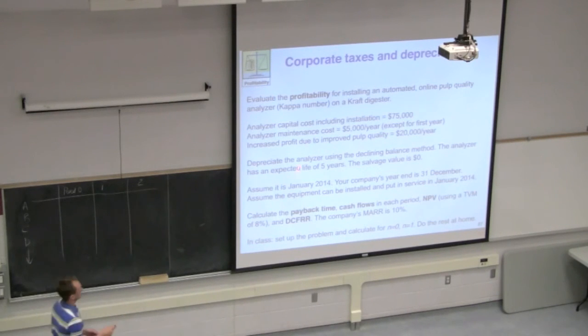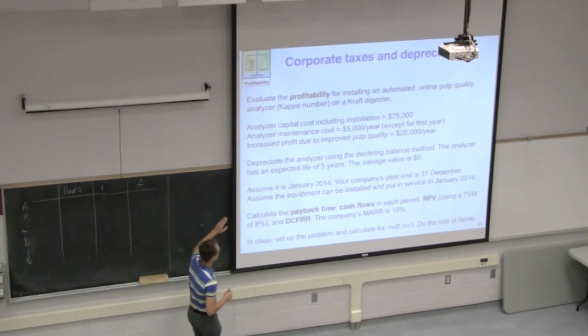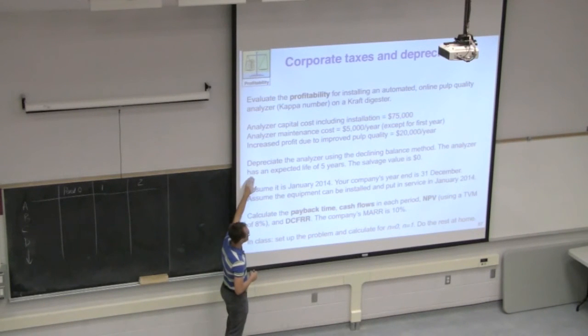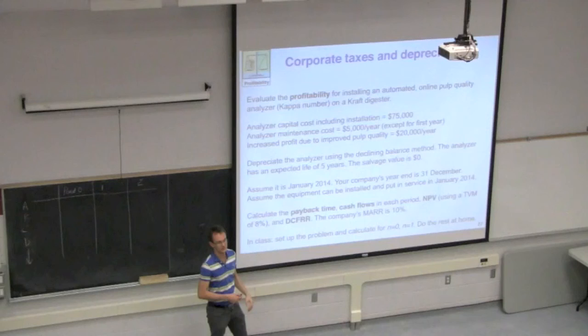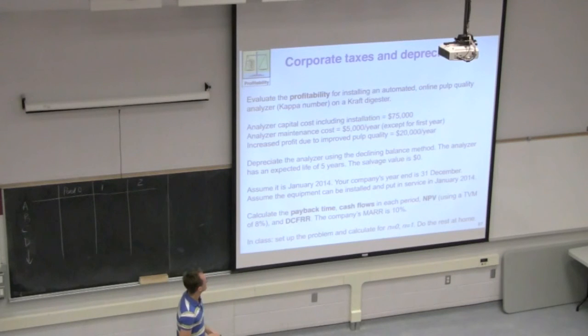Depreciate the analyzer using the declining balance method, which we've just looked at. It's got an expected life of 5 years, no salvage value at the end. Does it matter what the expected life of the equipment is? Not for the declining balance method. The declining balance method simply says take 30% of your previous year's book value and just keep subtracting it off. So as long as that equipment is actually operating, you can keep deducting 30% off.